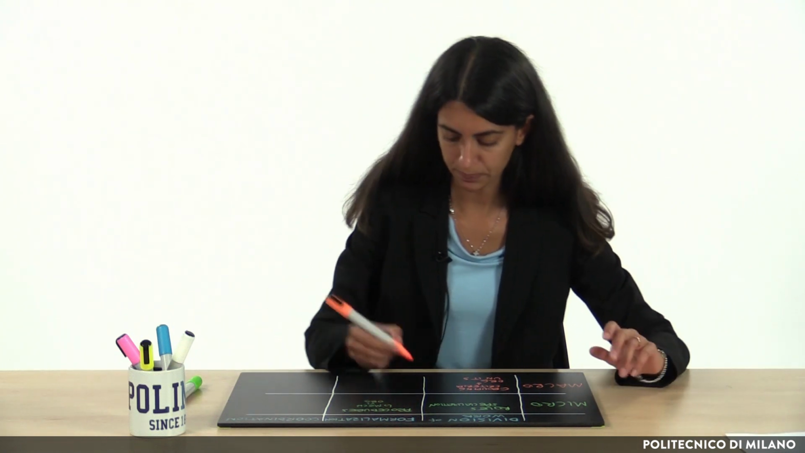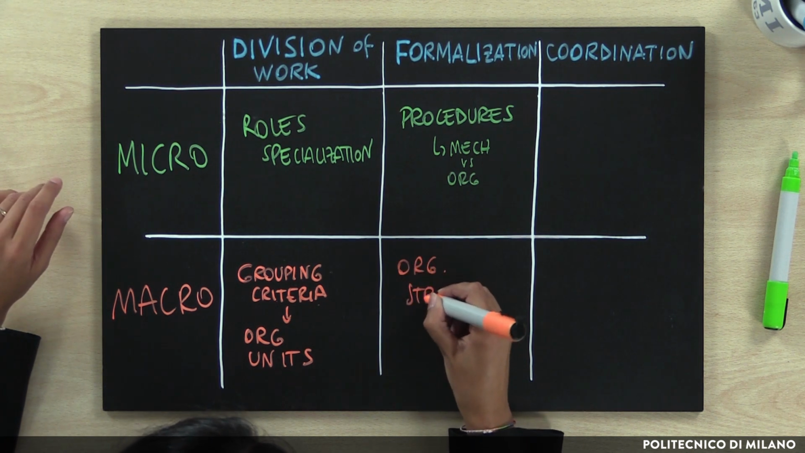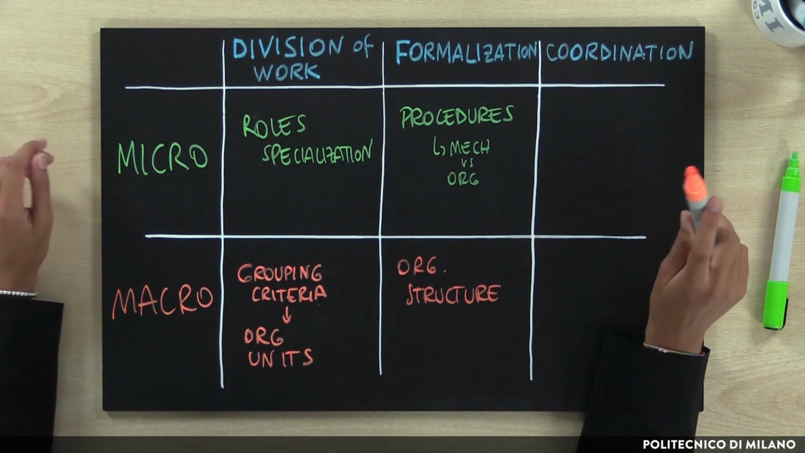Formalization at the macro level can be represented with the overall organizational structure used by a company to arrange its activities, represented by the organizational chart. We can have different organizational structures on the basis of the grouping criteria adopted to create organizational units that we will discuss in dedicated lectures.